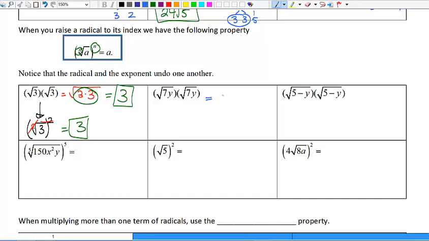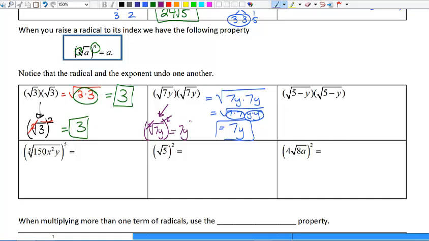On the next problem, root 7y times root 7y. If you multiply the insides, you get 7y times 7y. If I rearrange that, that's 2 7s times 2 y's. So the 7 gets to go out, the y gets to go out, and your answer is 7y. Now there's a short way of doing that. We could have just written this as root 7y squared, and the square root index and the square undo each other, and you're still left with 7y. Either way you want to do it is fine by me.